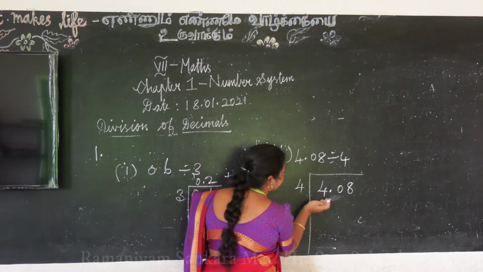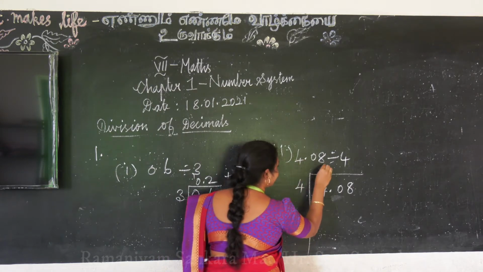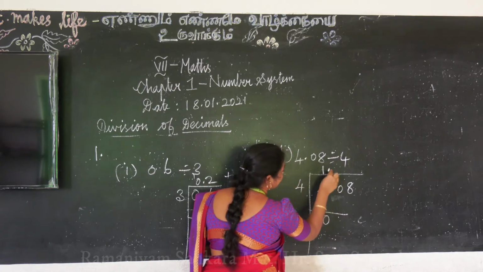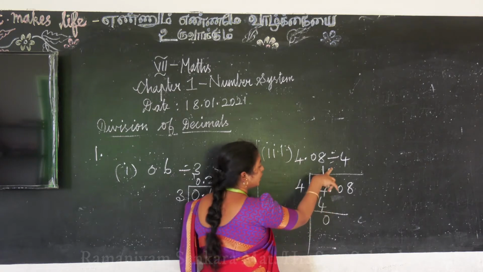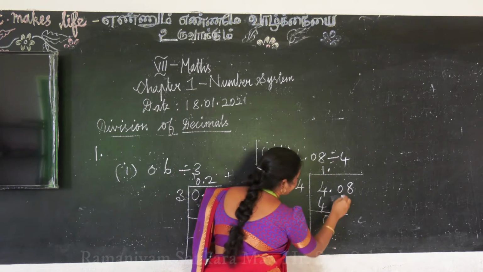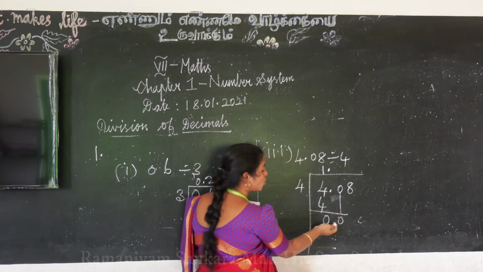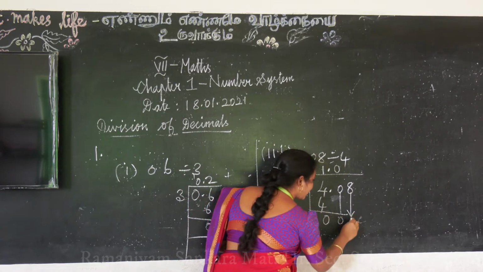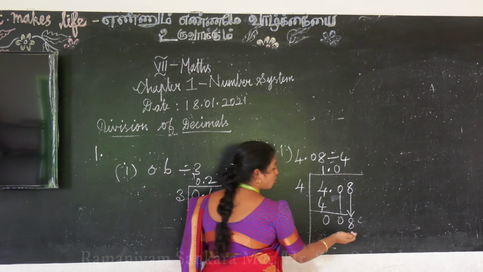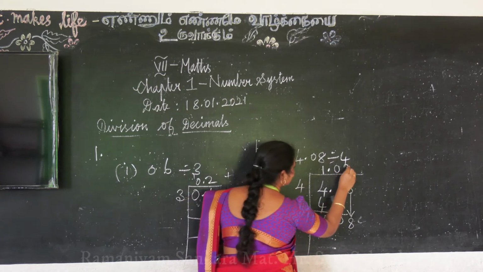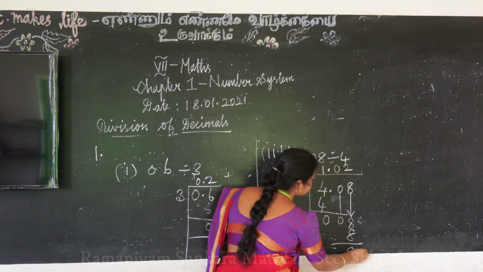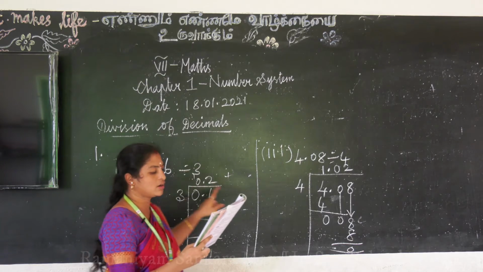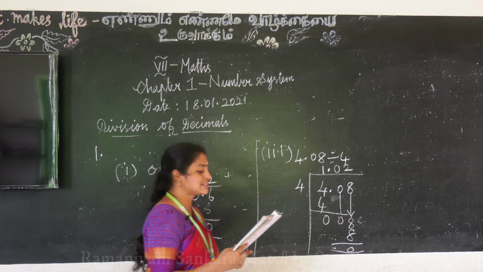Okay, so how many times 4 are there in 4? Only 1 time. 1 4 is 4. Next we have to subtract, 0, then keep the decimal point, ma'am. So keep the decimal point in the quotient. Next bring down the 0. There is no 4 in 0, so we have to add a 0 in the quotient. Next bring down 8 also. How many times 4 are there in 8? 2 times. 2 4s are 8. So what is the quotient? 1.02.